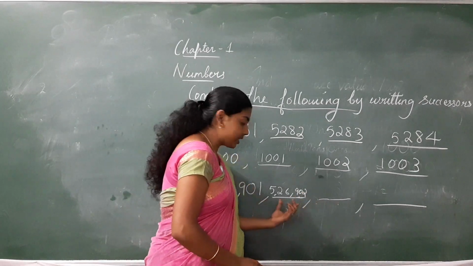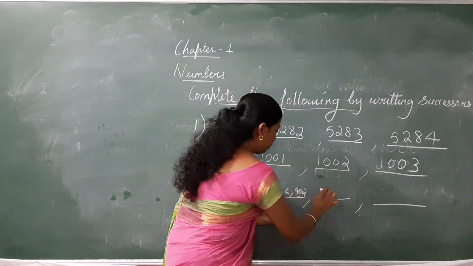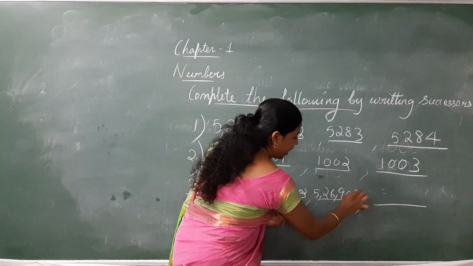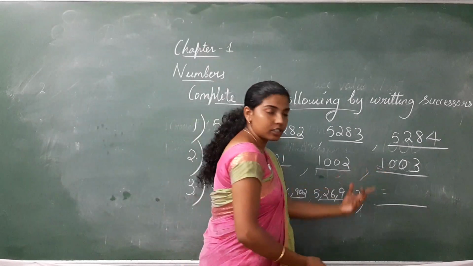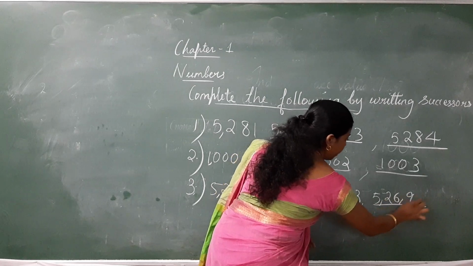And now we have to write the successor of this number. The successor of this number will be plus 1: 5,26,903. Again, the successor of this number is 5,26,903.